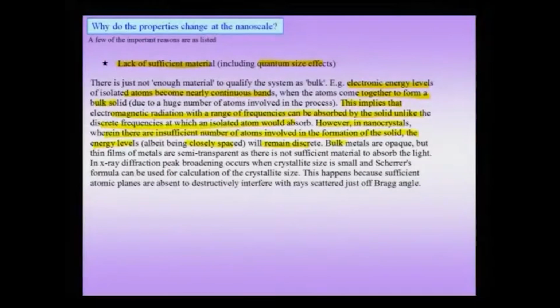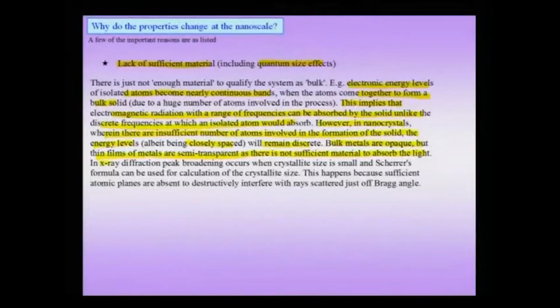but it is important to note that this is of course a quantum size effect, but there is a simplistic reason behind what is happening. We already considered the example that bulk metals are opaque, but thin films of metals are semi-transparent as there is not sufficient material to absorb the light. And of course, we are not only talking about absorption of light, we are talking about certain other kinds of radiation. This would equally be true if that radiation can pass through fewer atoms than it needs to encounter.